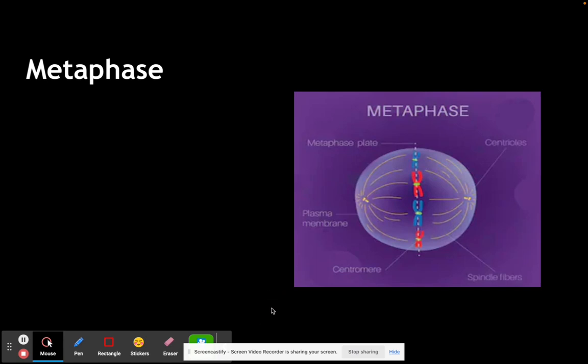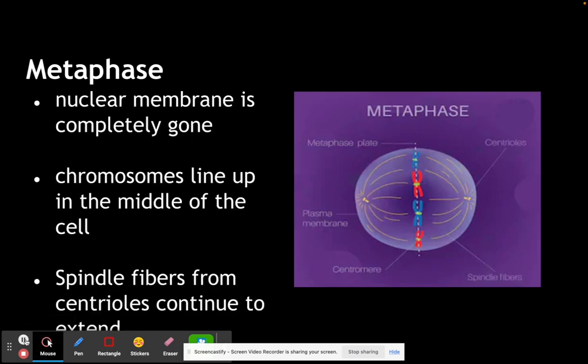So in metaphase, the nuclear membrane is completely gone. Remember, it started to dissolve in prophase, and so in between prophase and metaphase, the nuclear envelope has completely disappeared. The chromosomes, remember, which is that condensed DNA, line up in the middle of the cell. So that's why it's called metaphase.